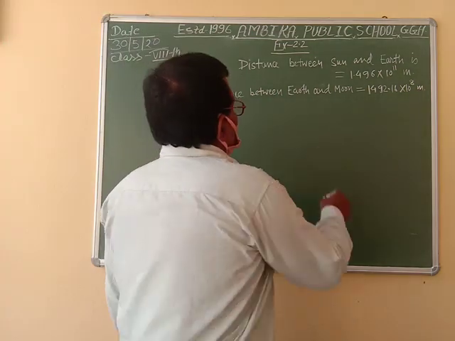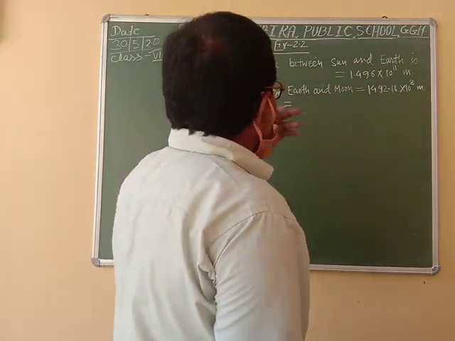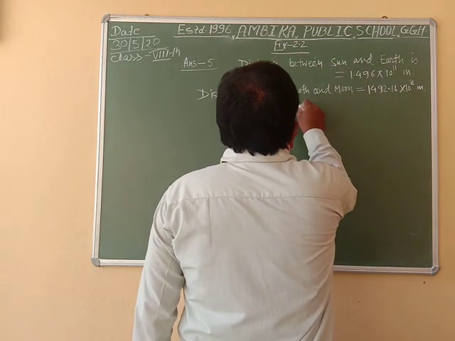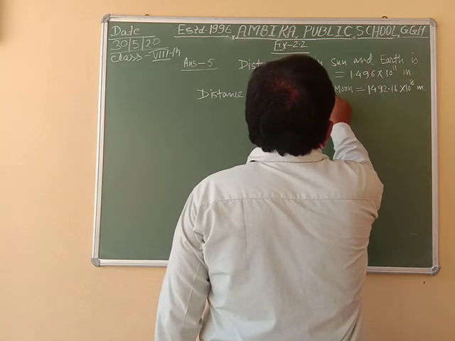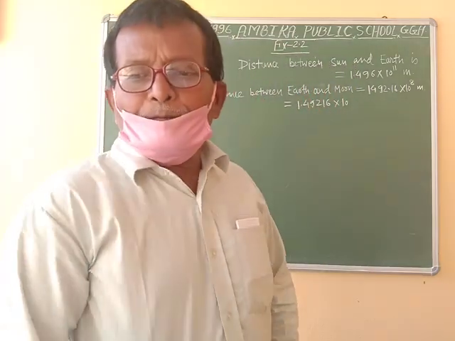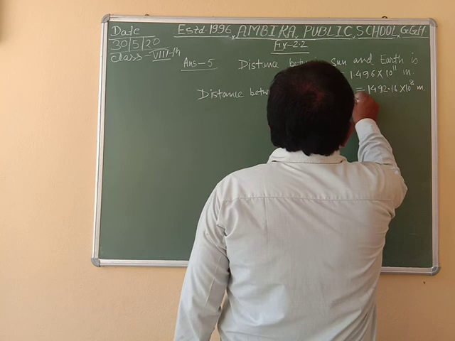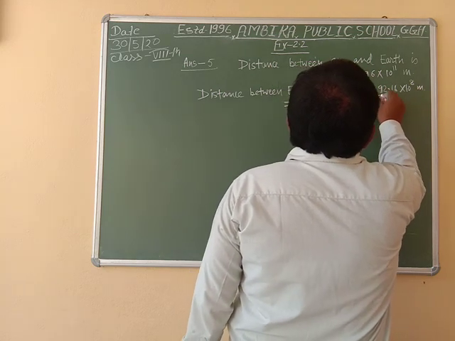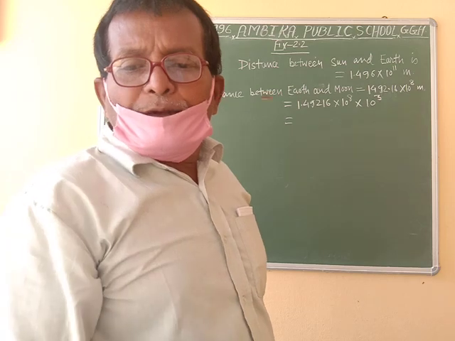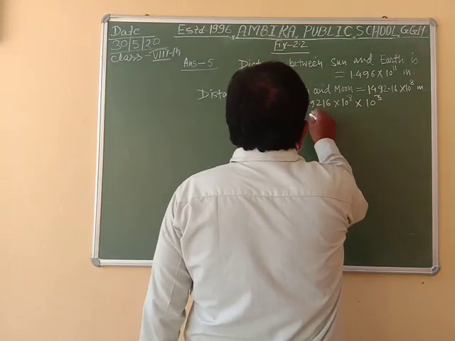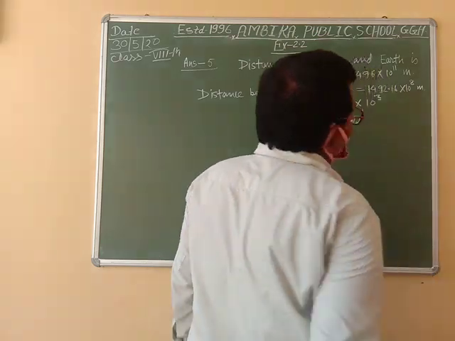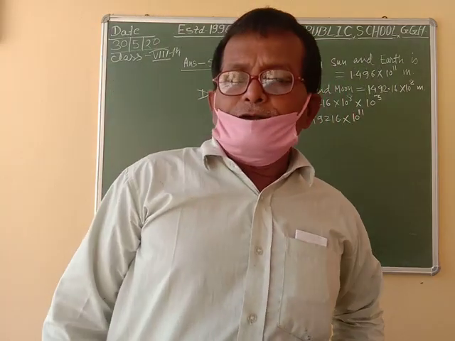Now to write in standard form, we can write 1.49216 into 10 to the power 8 into 10 to the power 3, which is equal to 1.49216 into 10 to the power 11. 10 to the power 8 into 10 to the power 3 is equal to 10 to the power 11.